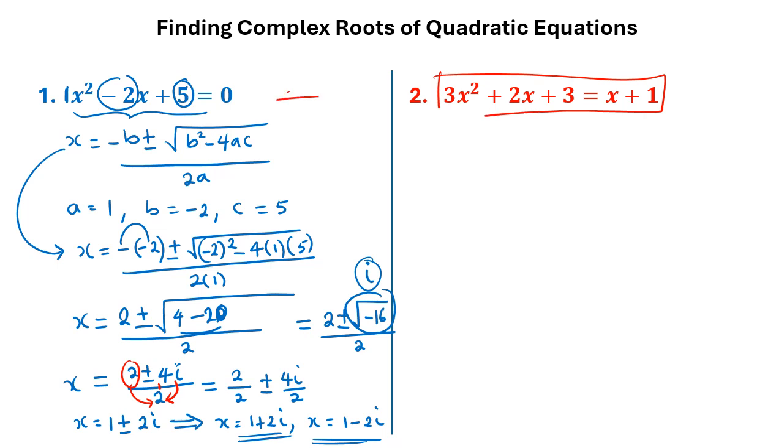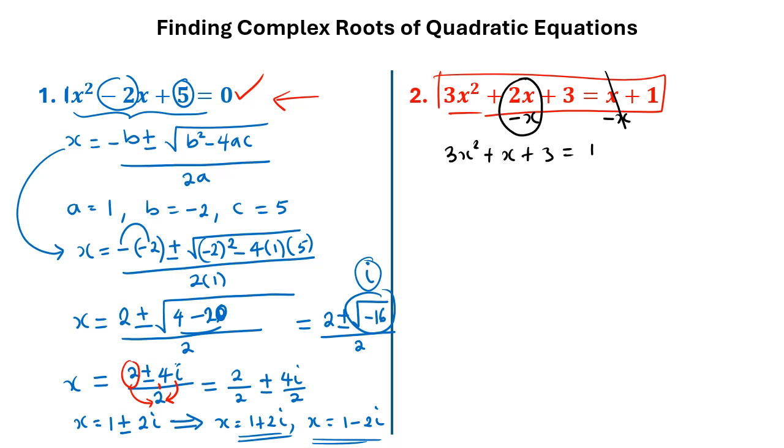So example 1 was already in standard form because it's set to 0. And this is not in standard form because it's not set to 0. So what we're going to do here is some combining like terms. First, I'm going to subtract x from both sides, and cross this x out, and combine these parts. And I'm going to get 3x squared plus 1x plus 3 equal to 1.